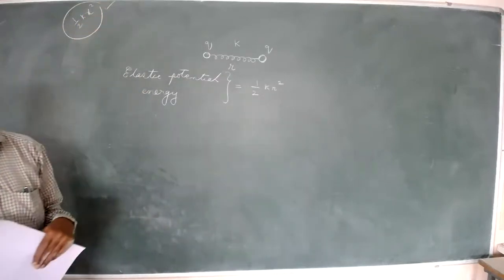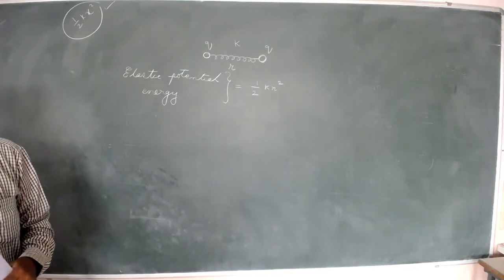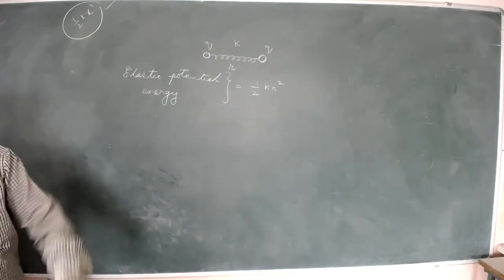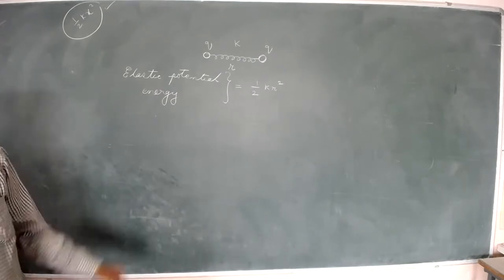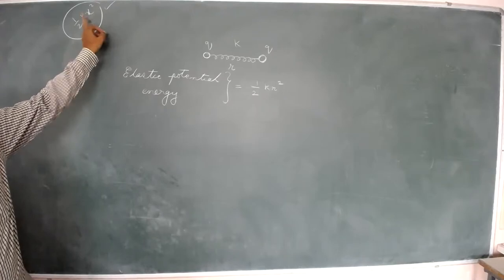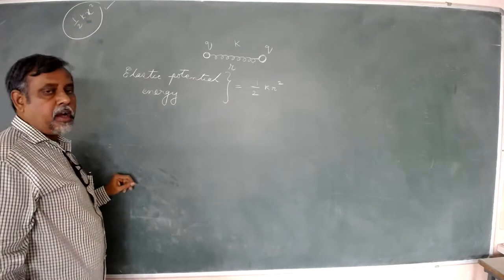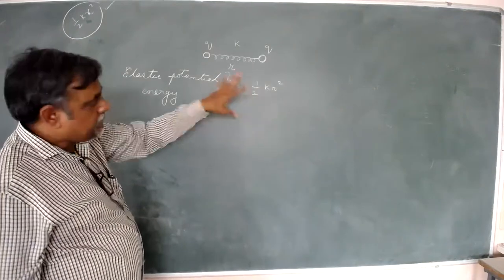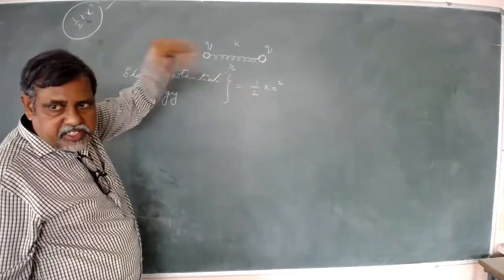This is the formula for potential energy. You will come across this in the oscillations chapter in your regular studies. Then half K R square becomes the elastic potential energy. Keep that elastic potential energy aside.